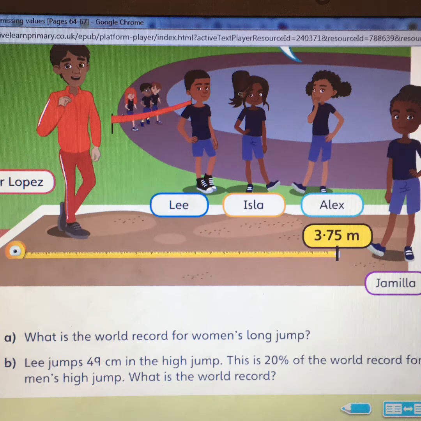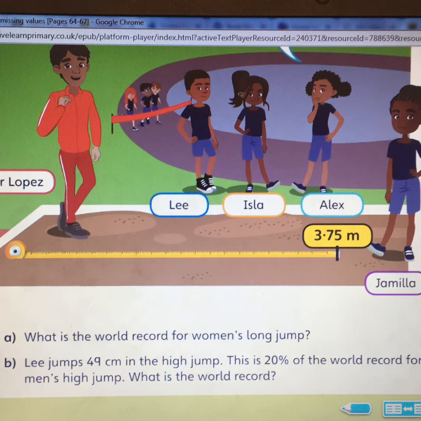Part B is this. Lee jumps 49 centimetres in the high jump. This is 20% of the world record for men's high jump. What is the world record? Right. Same approach as we did with Jamila. So we know that he's jumped 49 centimetres and we know that is 20% of the world record. I want you to now pause this video and try and draw that as a bar model.